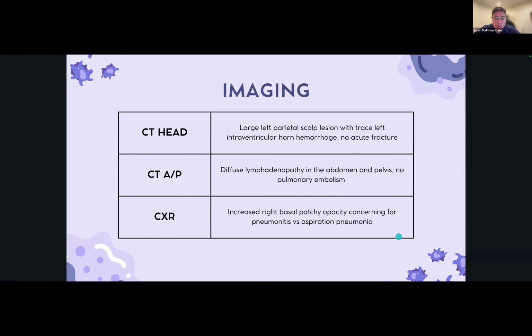For imaging, the workup was notable for CT head imaging that revealed trace intraventricular horn hemorrhage and CT abdomen and pelvis with diffuse lymphadenopathy in the abdomen and pelvis, which is consistent with the patient's known lymphoma. And there was noted to be no pulmonary embolism. The chest x-ray was noted for a right-sided opacity concerning for pneumonitis versus aspiration pneumonia.